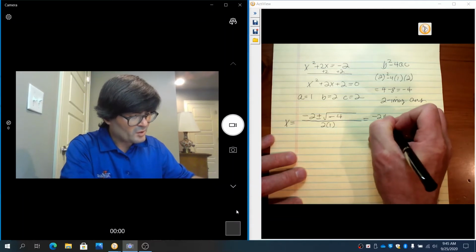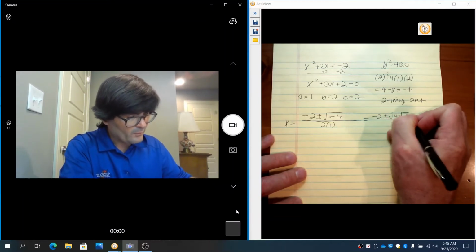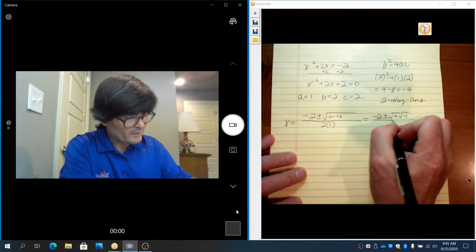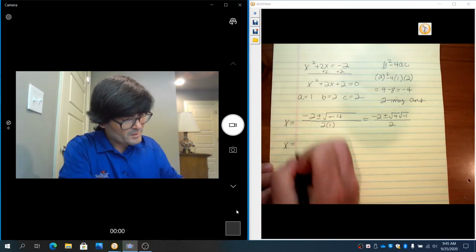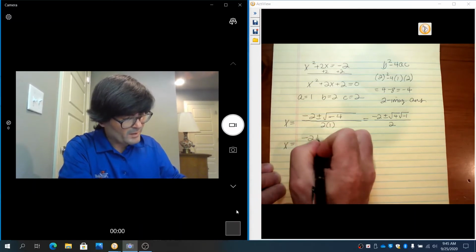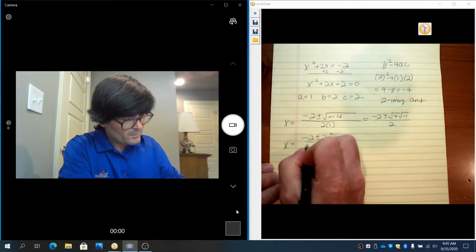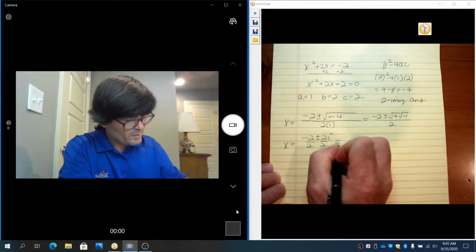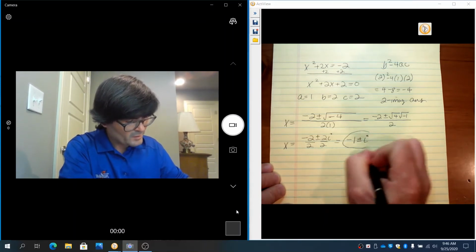This is going to be negative 2 plus or minus root 4 and root negative 1. That's the same as root negative 4 all over 2. So here we're going to have negative 2 plus or minus, this is 2i, both of those over 2. So negative 1 plus or minus i. Those are my two answers.